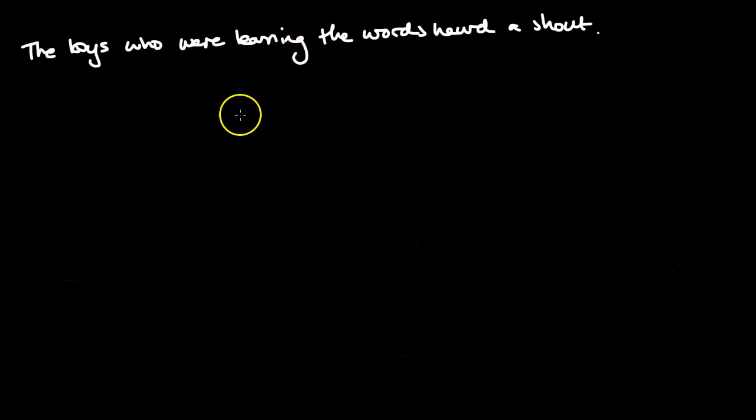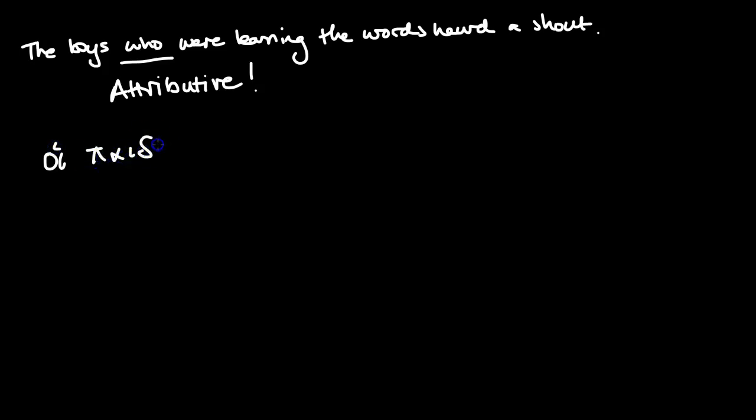Okay, so let's in fact do that example. The boys who were learning the words heard a shout. So here, who is the hint that it's going to be attributive and not circumstantial, okay? Which means we're going to have to use the definite article. So we start the sentence as always. Hoi paides is the subject. Remember, the core sentence here is the boys heard a shout, and then in the middle, who were learning the words. That's just a sort of subordinate clause. So now we add that attributive definite article. So hoi paides, hoi. So you see we duplicate the definite article.